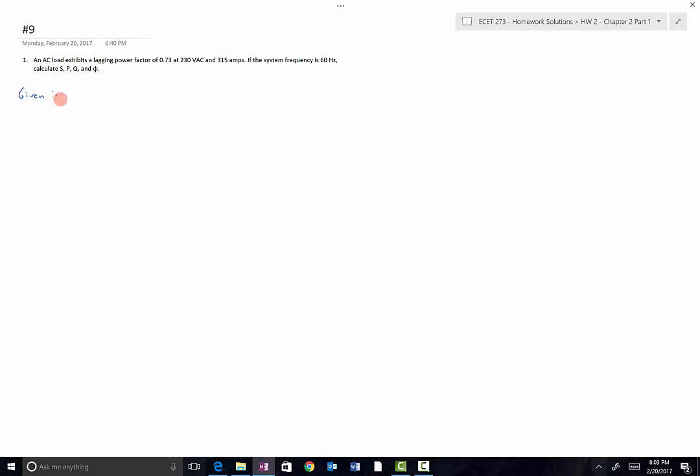So given the power factor is equal to 0.73, given that the magnitude of the supply voltage is 230 volts, given that the magnitude of the supply current is 315 amps, f is equal to 60 hertz. Find S, P, Q, and phi.